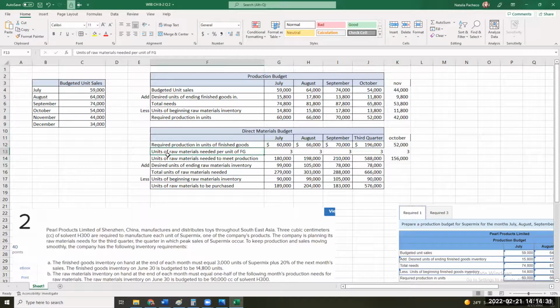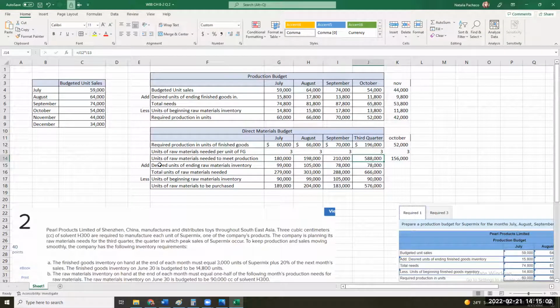Then the units of raw materials needed per unit. It says in the beginning that to make Supermix they need 3 cc. So it's just going to be 3 cc. And because you need 3 to make 1 unit and you need to make 60,000 units, you multiply it, so you will need 180,000 units of raw materials. So you just multiply that for all of them.